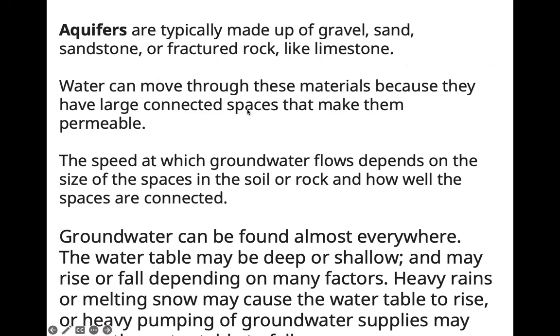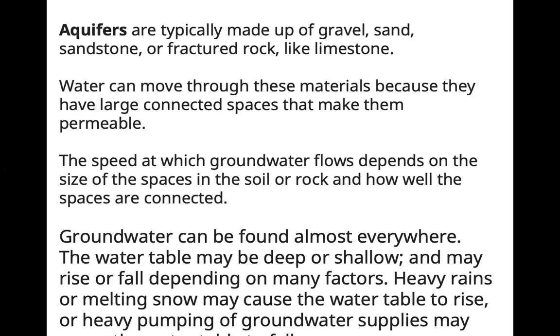Aquifers are normally mentioned in water quality studies, and these are typically made up of gravel, sand, sandstone, or even fractured rock like limestone. Now, water can move through these materials because they have large connected spaces that make them permeable. The speed at which groundwater flows also depends on the size of the spaces in the soil or rock and how well the spaces are connected.